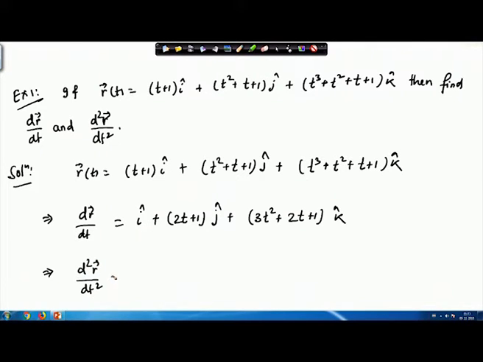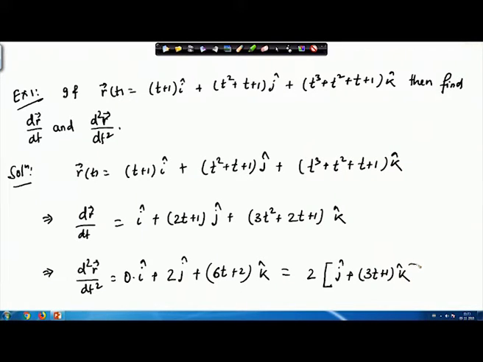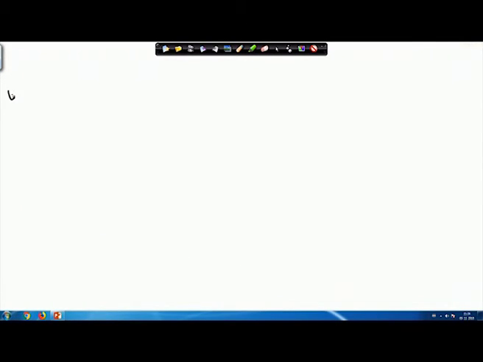The component of i is 1, the differentiation of 1 is 0 times i, the differentiation of 2t is 2 and of 1 is 0, so 2j, and the differentiation of 3t square plus 2t plus 1 is 6t plus 2 times k. Since 0 times i is 0, we will not write that component. Taking 2 common, it is 2 times (j plus (3t plus 1) times k). So, this is the required answer for d square r by dt square. That is how you calculate the derivative of the given vector function. Let us practice another example.